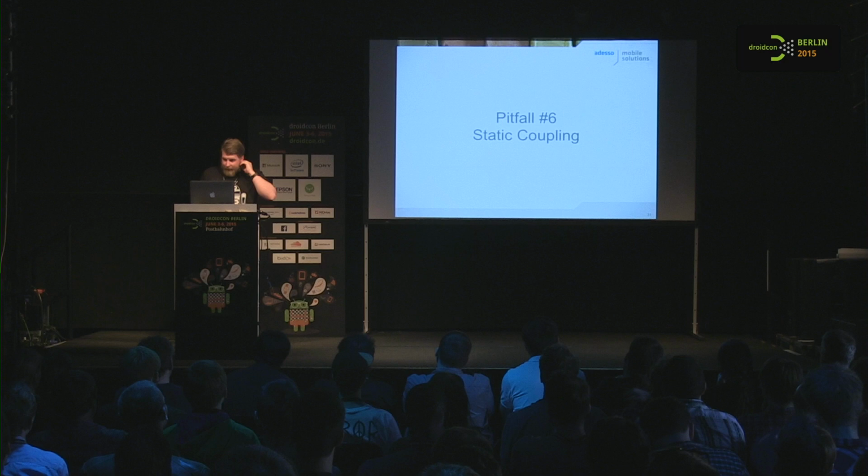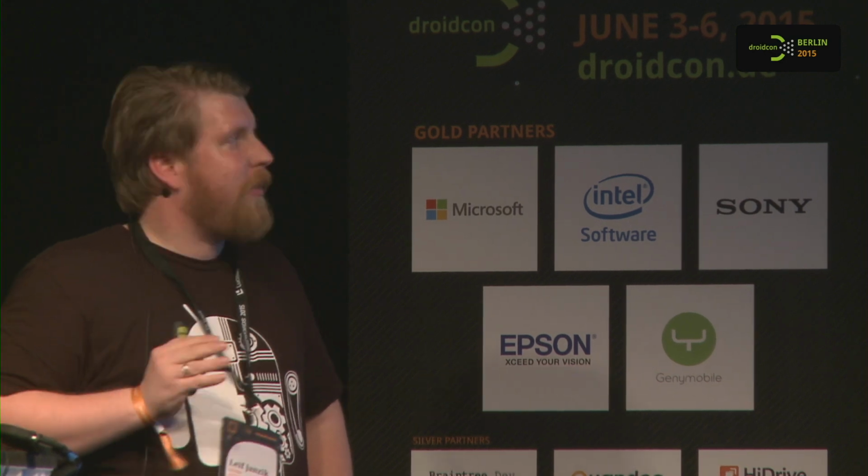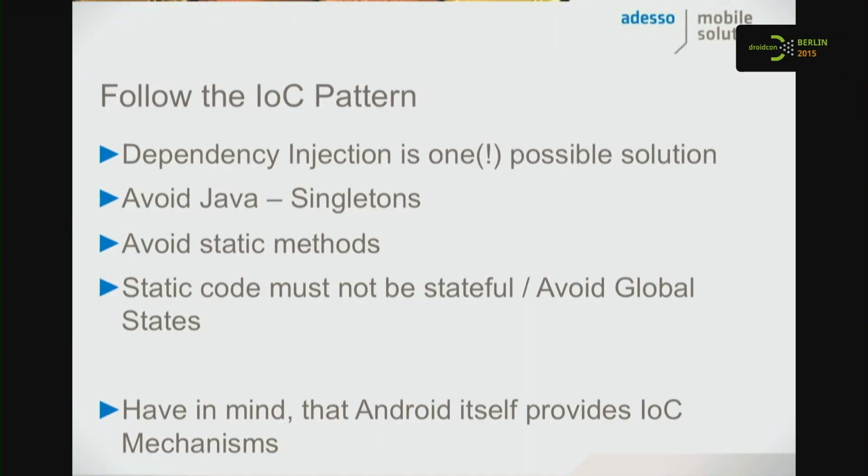So, now to the last and, in my opinion, most important case for testing: static coupling. You can't test code which is statically coupled. Therefore, follow the inversion of control pattern. That can be dependency injection like Dagger, but it doesn't have to be. The most important part is don't initialize classes you need inside the class, but outside the class, and give them in as parameters. And therefore, avoid singletons, the plain Java singletons, not the Dagger injected singletons, the plain Java singletons with getInstance and something like that. Avoid static methods.